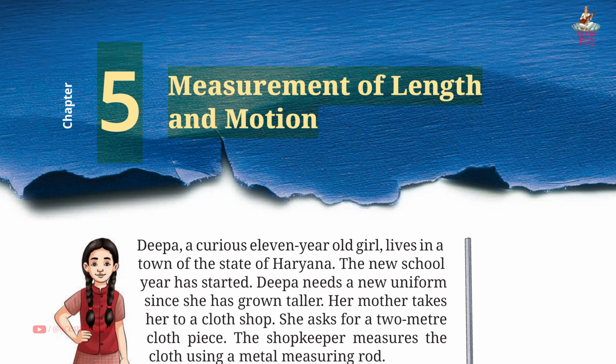So friends, we have completed short notes, summary and keywords definition from chapter 5, measurement of length and motion. We have already studied the question answers of this chapter. You can find the link in the description and on the screen.